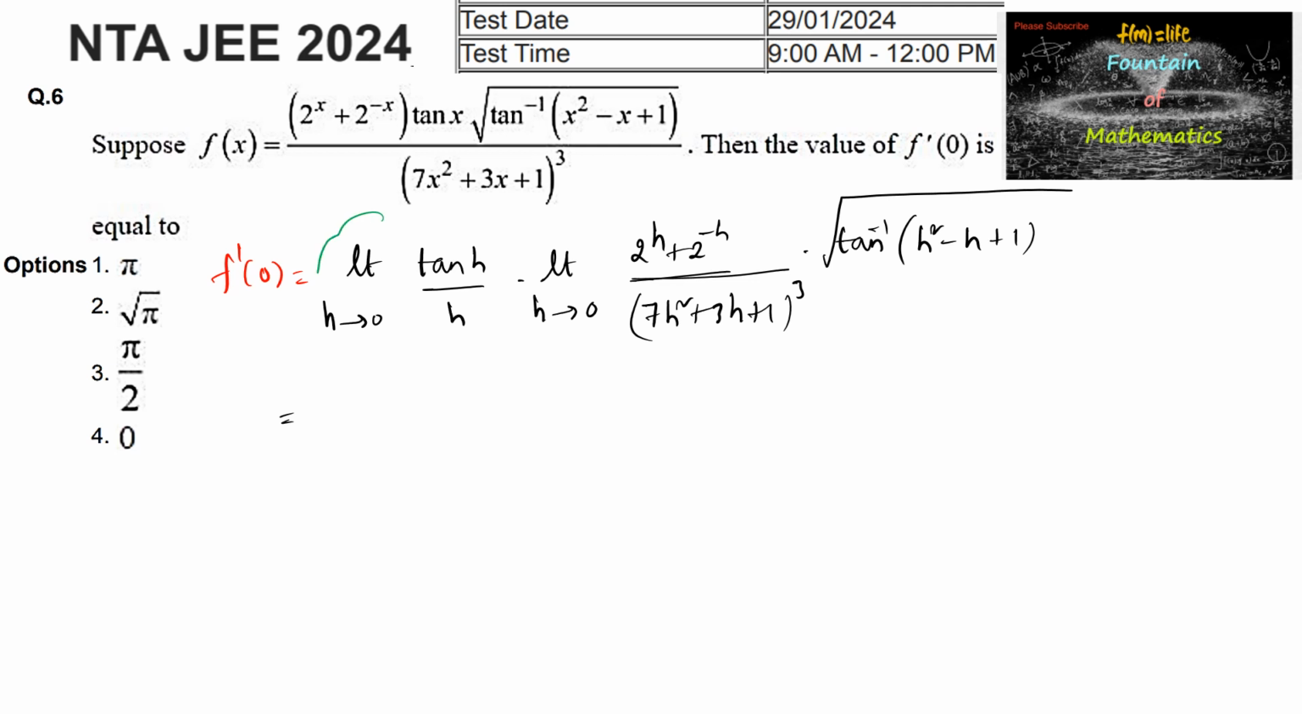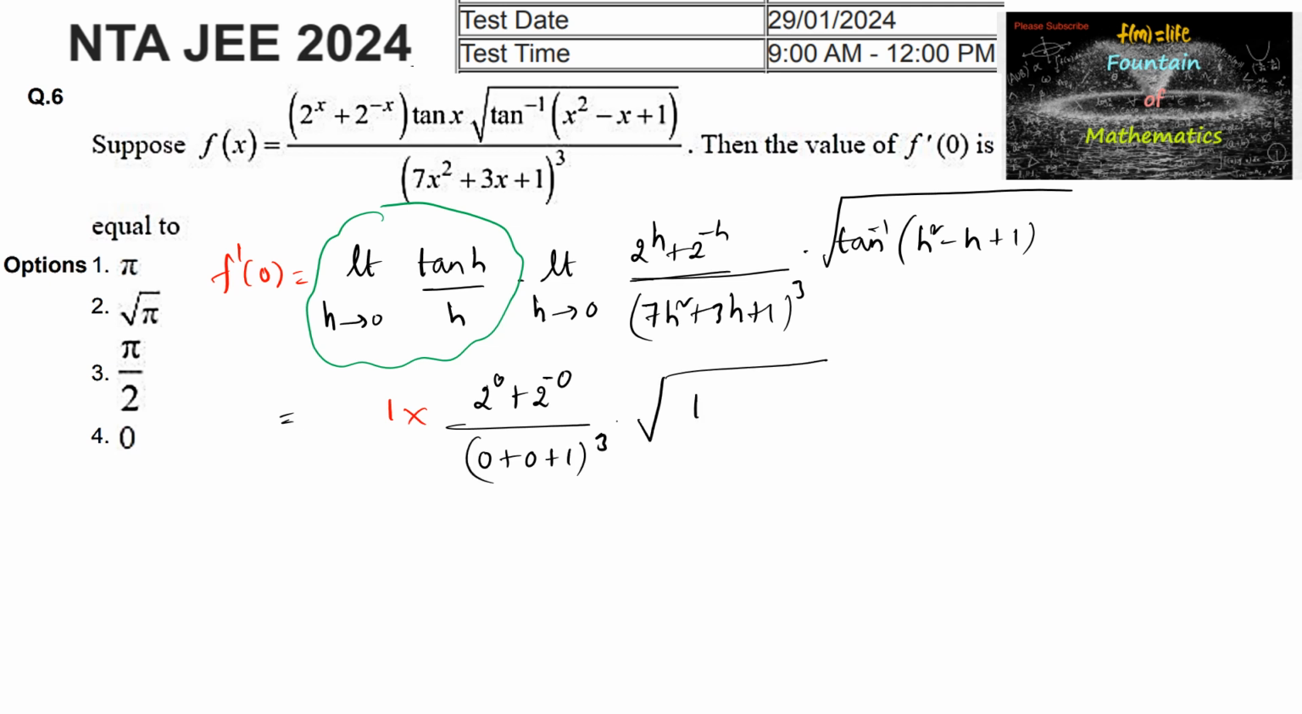So we got limit h tends to 0, tan h upon h, value is 1. And here we can substitute 2 to the power of 0 plus 2 to the power of minus 0 upon 7h square (0) plus 3h (0) plus 1, whole to the power of 3, into root of tan inverse of 0 minus 0 plus 1, which is equal to 2 power 0 is 1. So 1 plus 1, here we can add, 2 upon 1 cube is 1, into root of tan inverse of 0 plus 1 is 1.